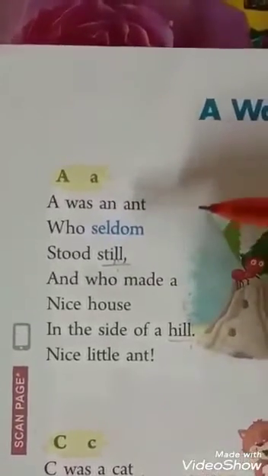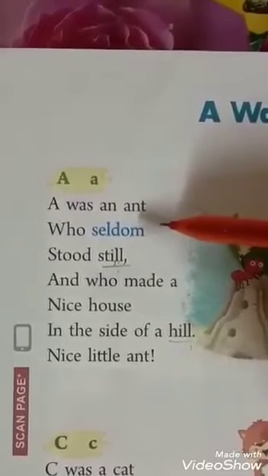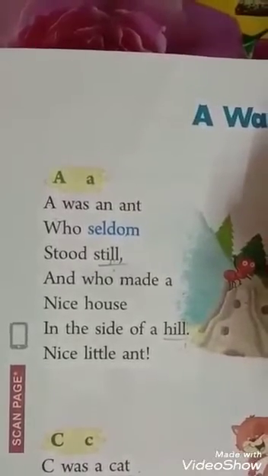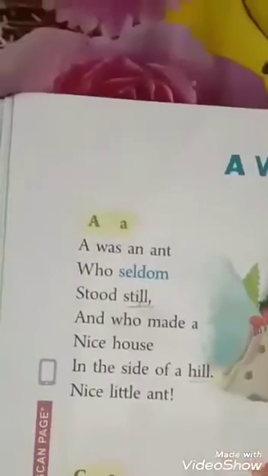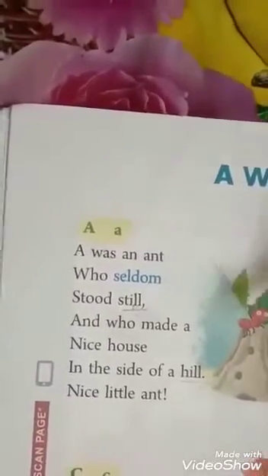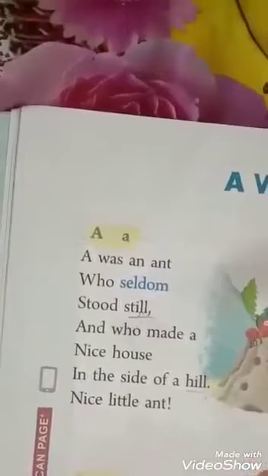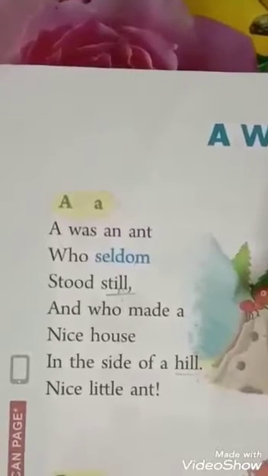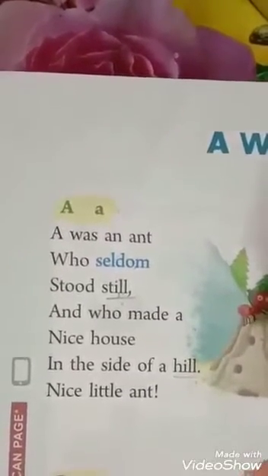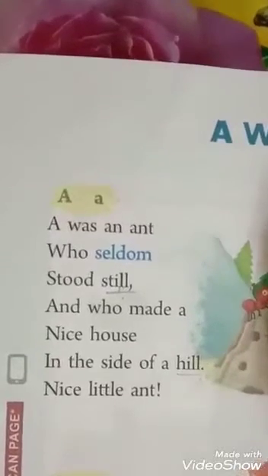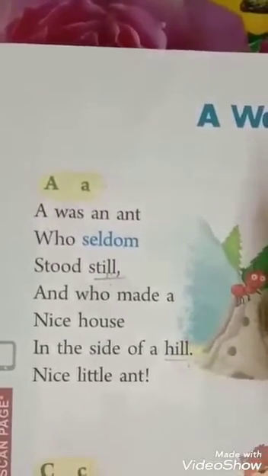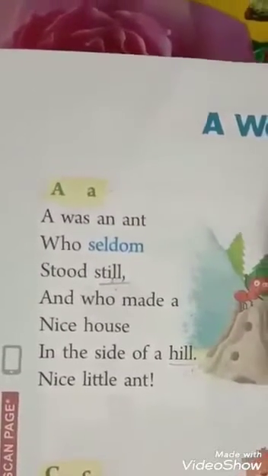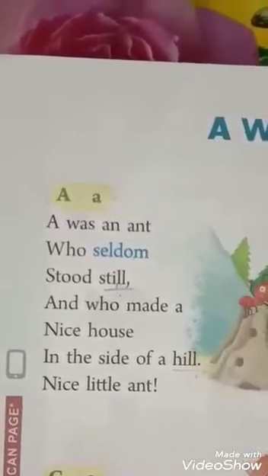In this poem, the poet says ants are never still. They are always on the move. Ants build their house of mud. They build their houses near the trees, near the hills, and they are always on the move. The poet says they are never still.